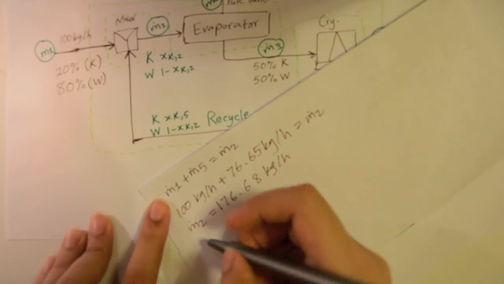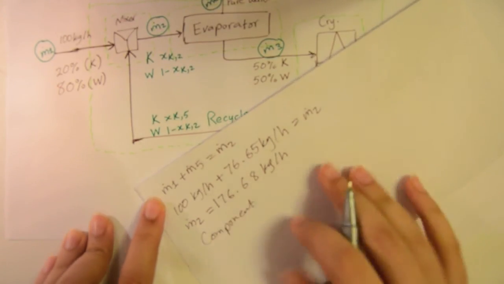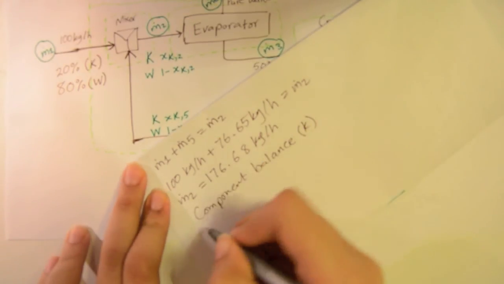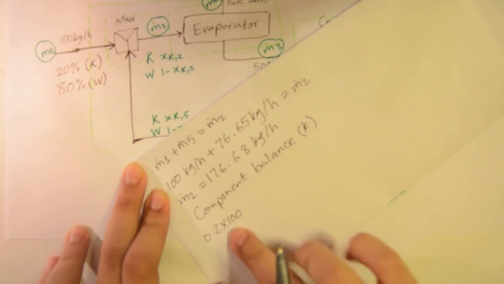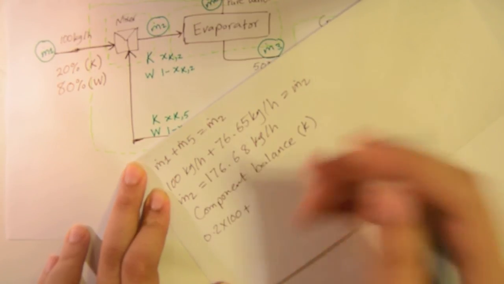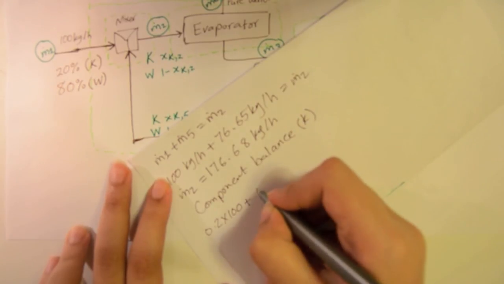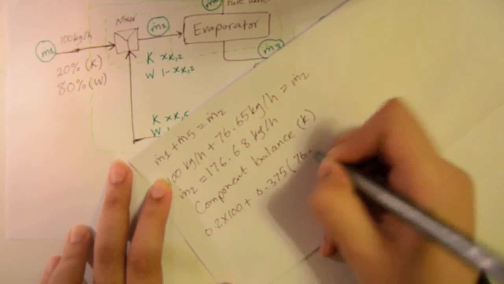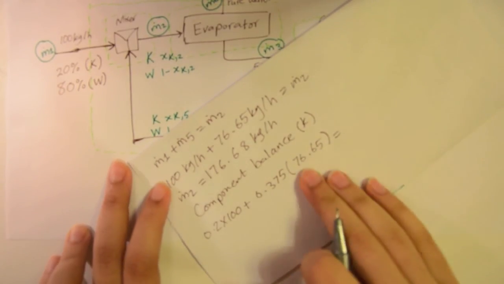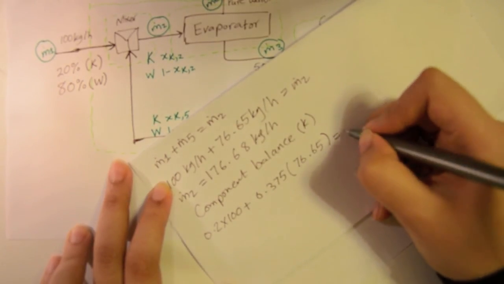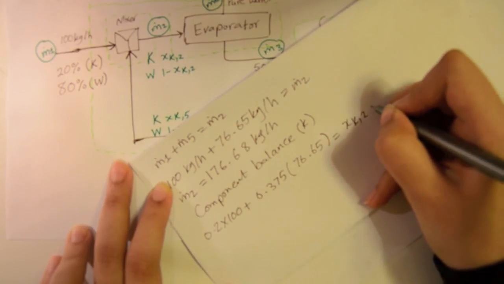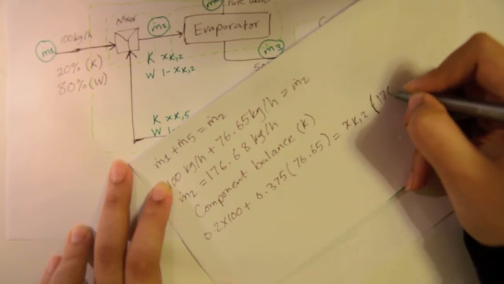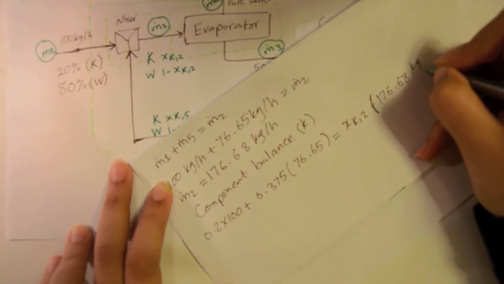Now, doing the component balance for K, 0.2 multiplying by 100 for M1, which is 20 kilogram per hour, plus for M5, the composition of K is 0.375 multiplying by the mass of stream 5, which is 76.65, equal to the composition of K in M2, which is unknown, and we will find it, xk2, multiplying by the mass of the stream here, 176.68, of course, kilogram per hour.